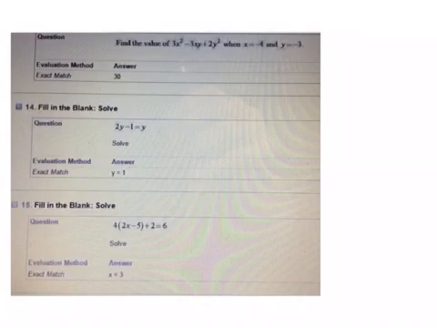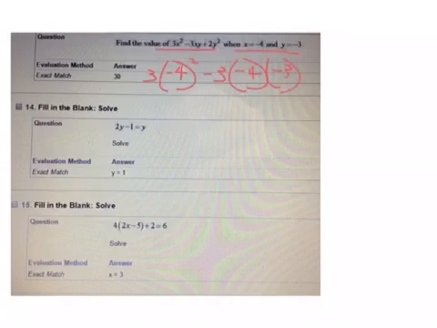Okay, so number 13 says find the value of this when you know that to be true. So like I say, I like writing all this out and putting the number that I'm substituting in parentheses. It will always do you better to do that because you've got those doggone negatives.